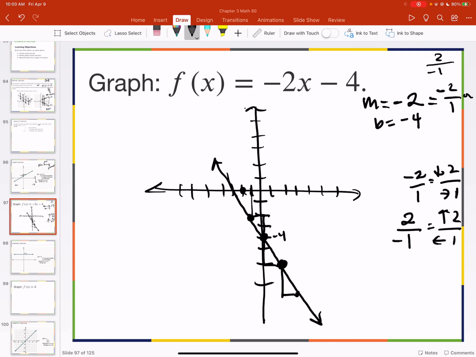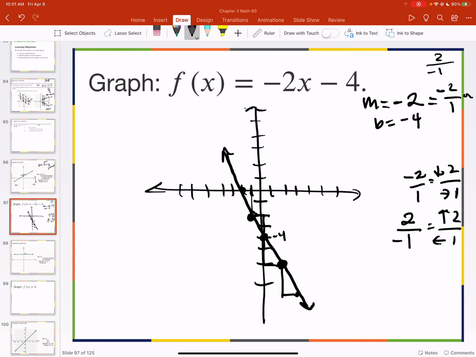Oh, okay, I didn't draw it perfectly right there, so let me just fix that. It's a little bit more steep. Okay, yeah. Okay, so that's it. I know it's not perfect, but you guys get the idea.